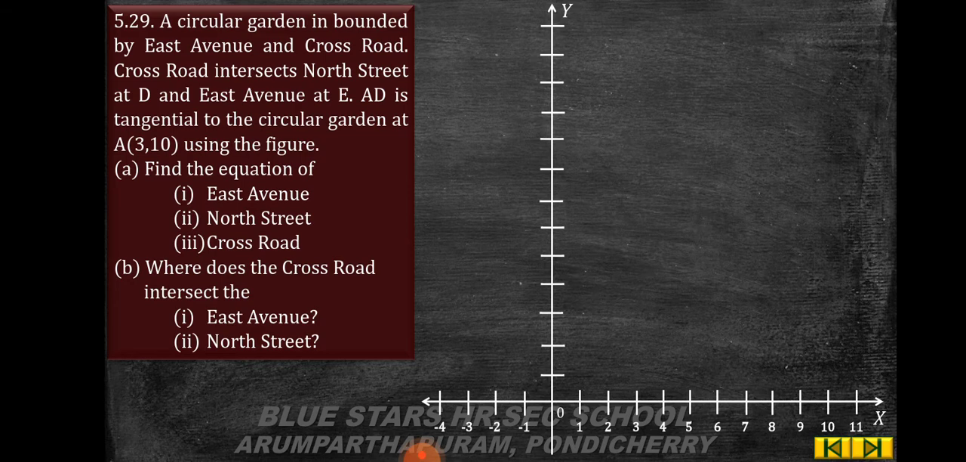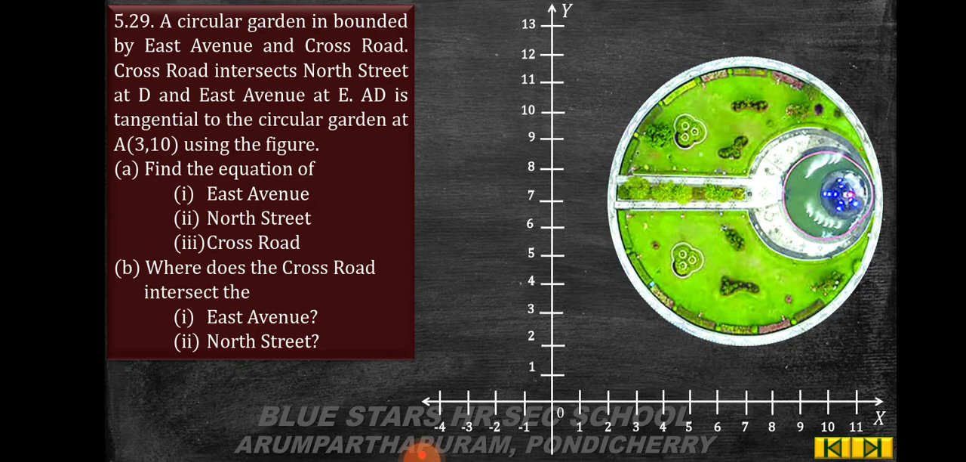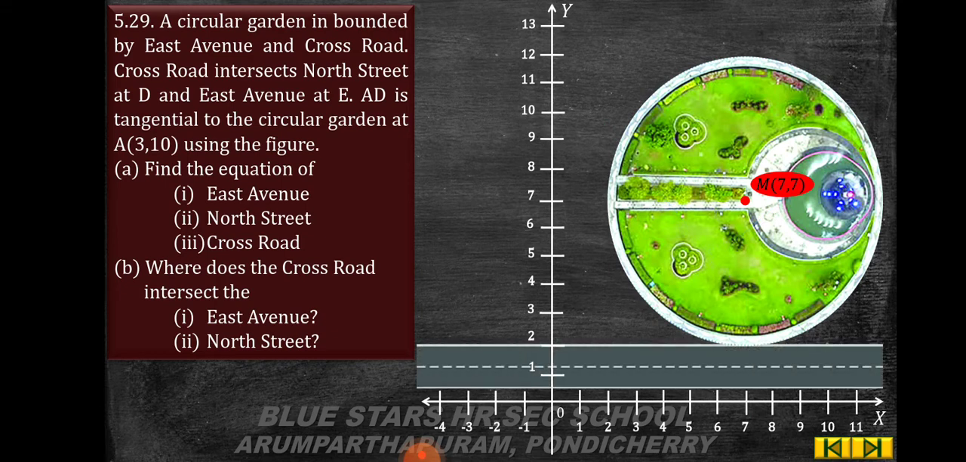So this is the figure. X-axis and Y-axis are given. This is the circular ground. This is the center point of the circular ground. Then M is (7, 7). Then this is the road, East Avenue. The coordinate, that is C, is (0, 2). Then the point B is (7, 2).